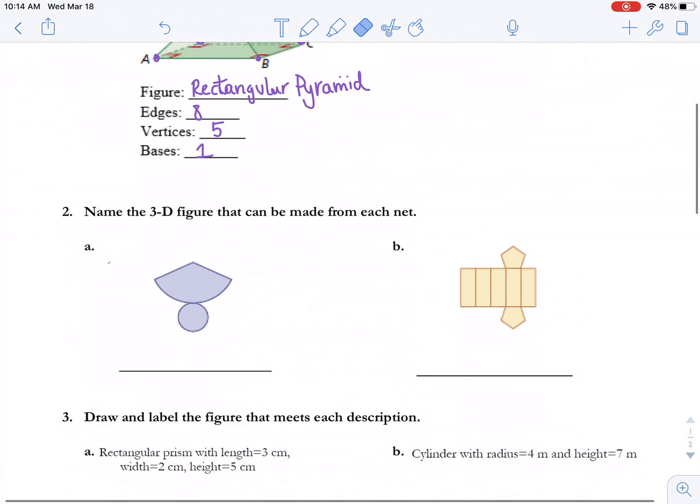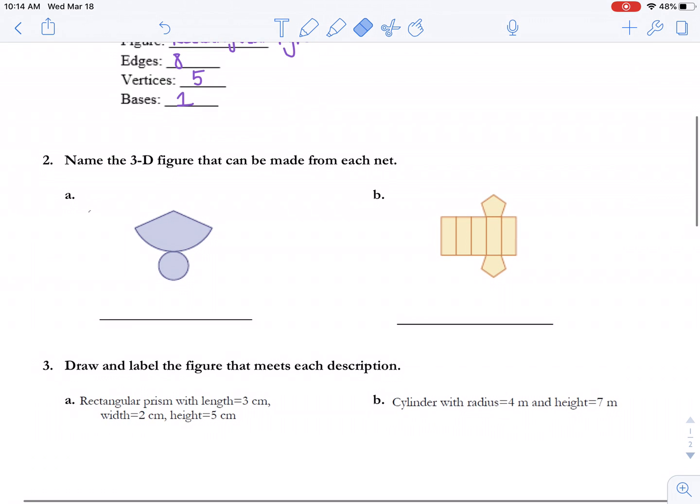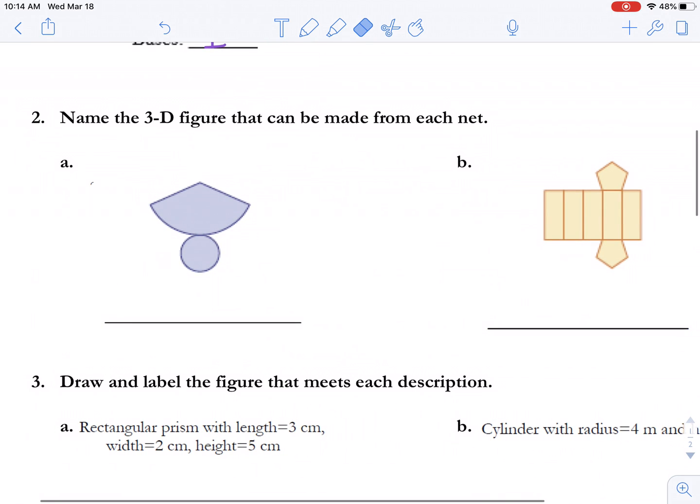All right, let's see how you do with number 2. So naming the 3D figures. So we always want to look for the base, which is a polygon or circle. In this case, our base is a circle, and there's only one of them. So this is going to be a cone. If there were 2 circles, it would be a cylinder. Since there's only one circle, this is a cone.